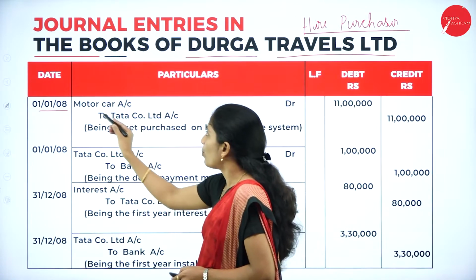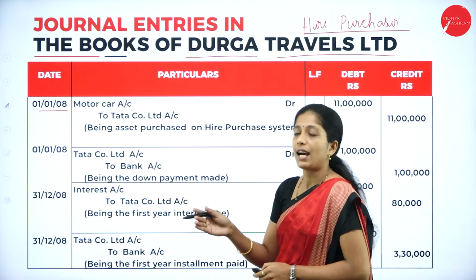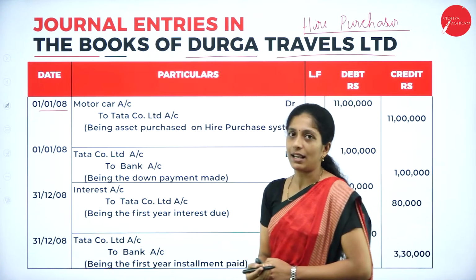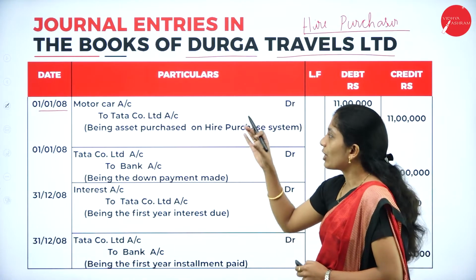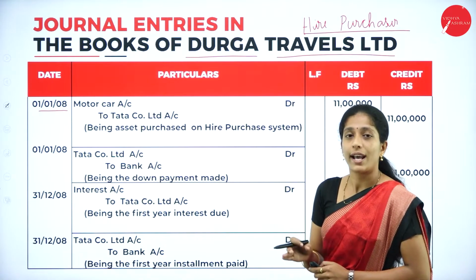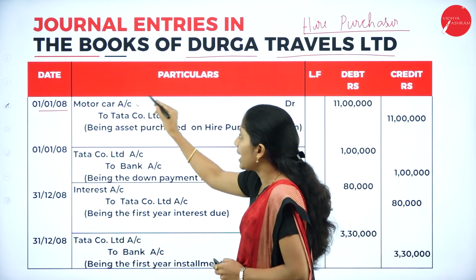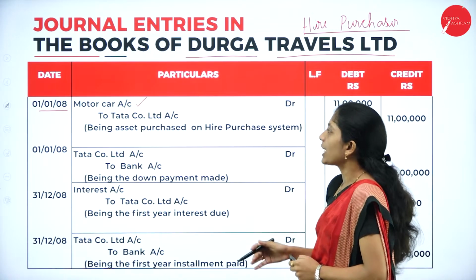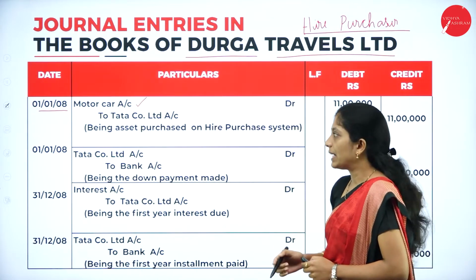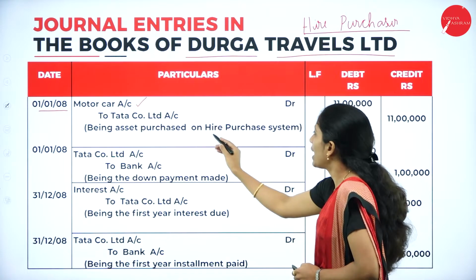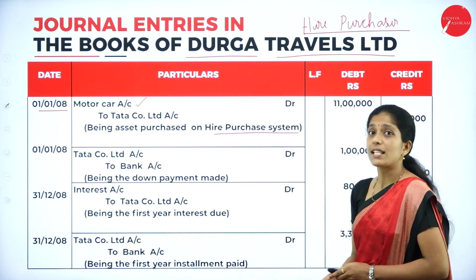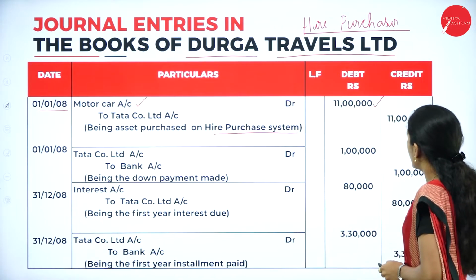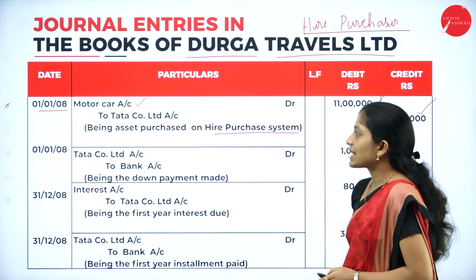So what is the asset? Motor car. So your entry is asset account debit to hire seller account. Your asset is motor car. To hire seller, who is the hire seller here? Tata Company Limited. So motor car account debit to Tata Company Limited account, being asset purchased on hire purchase system. Now what is the actual value of asset? It is 11 lakh. So write this 11 lakh. Clear?